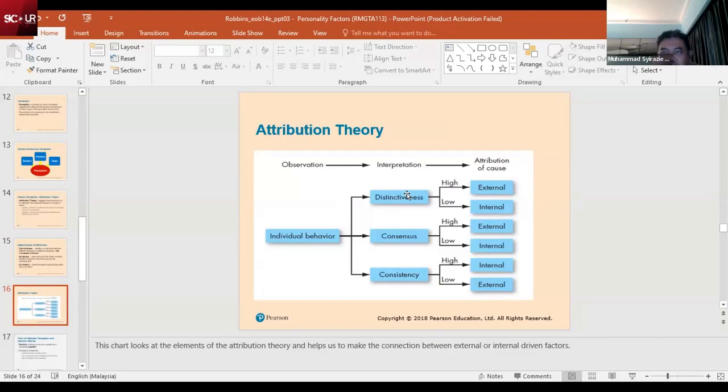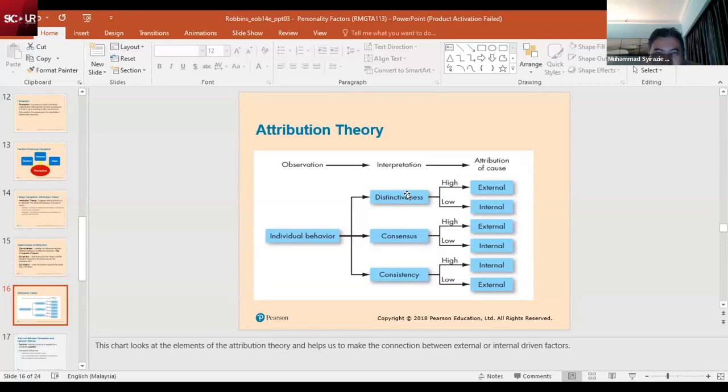He goes to one place, he's very happy. He goes to another place, sad. He goes to other places, calm. So this is externally caused. But if the distinctiveness is low, okay, maknanya dia pergi tempat yang berlainan, the same behavior, kan? So it will be internally caused.